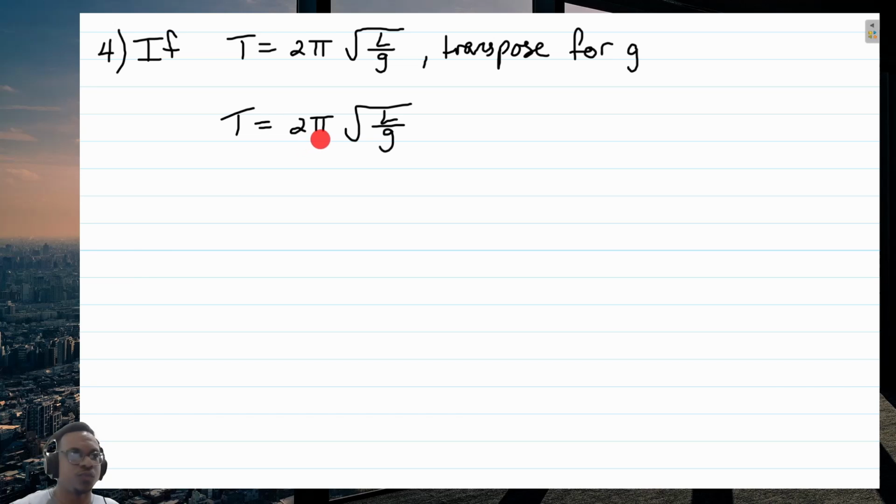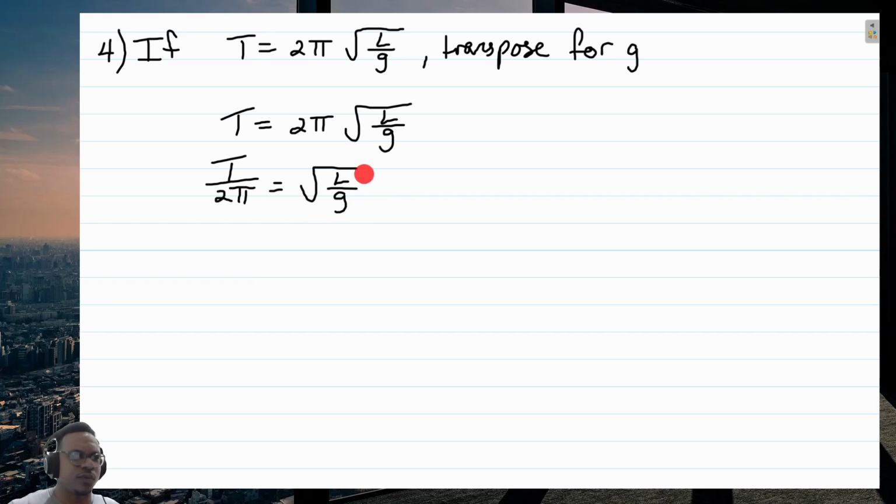So we have this 2 pi that's been multiplied by the square root of L over G. When we transfer this 2 pi across to the left hand side, the operation will change from multiplication to division, and the 2 pi will go under the T. So we'll have T divided by 2 pi is equal to the square root of L over G.